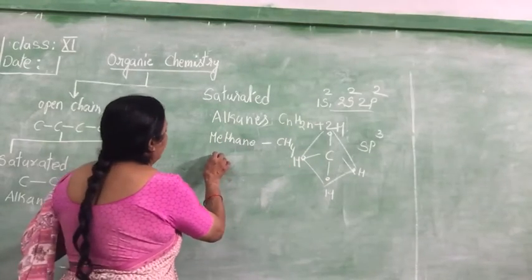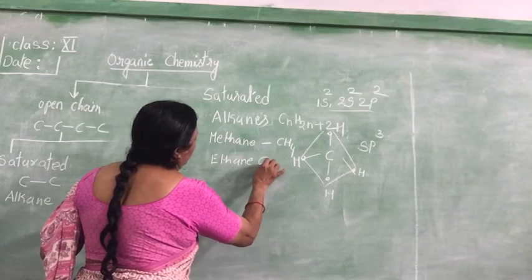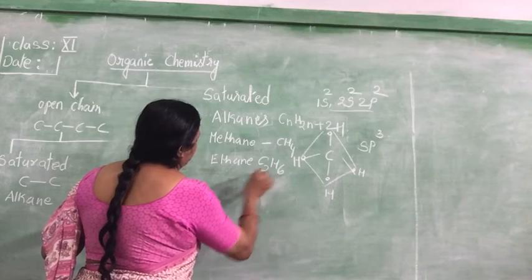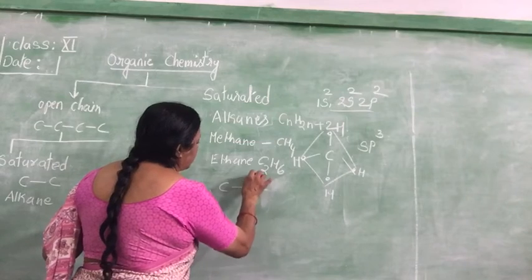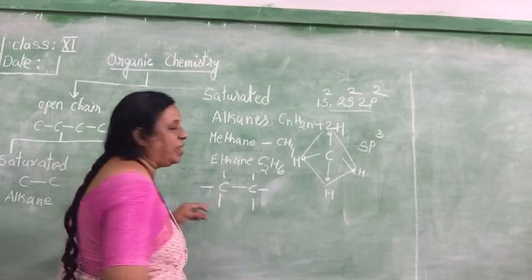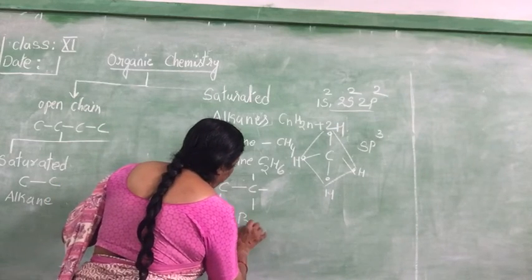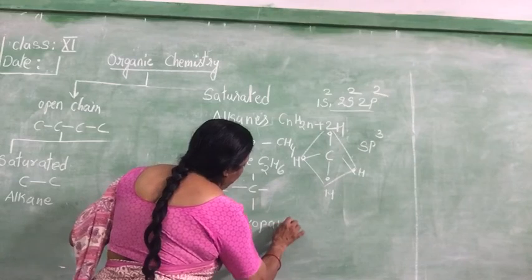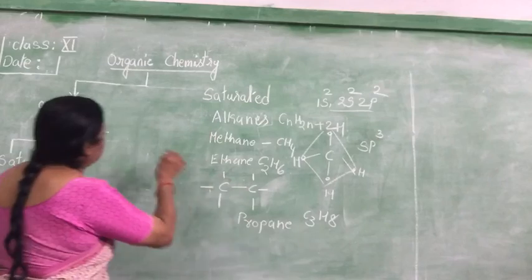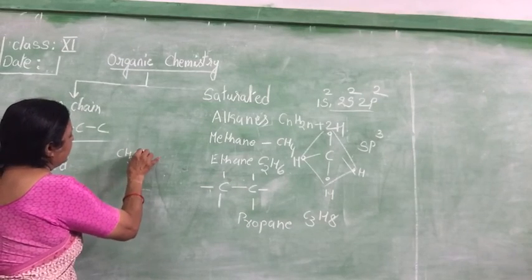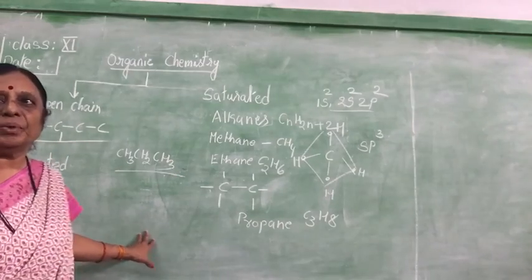Now next is ethane. Ethane means 2 carbon atoms. The formula is C2H6. There is a single covalent bond between the 2 carbon atoms, and each carbon has 3 hydrogen atoms. Okay children, ethane. The next member is propane. Propane has the formula C3H8 and the expanded form is CH3-CH2-CH3. This is propane. Okay children.